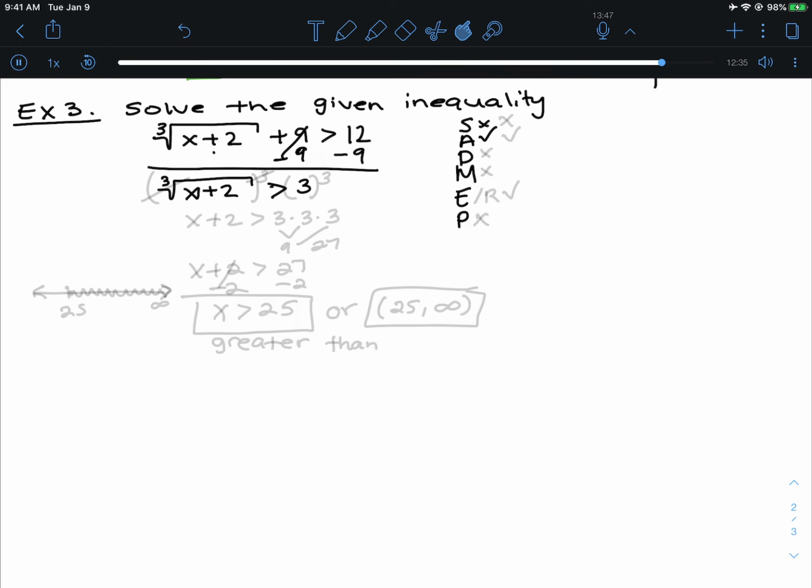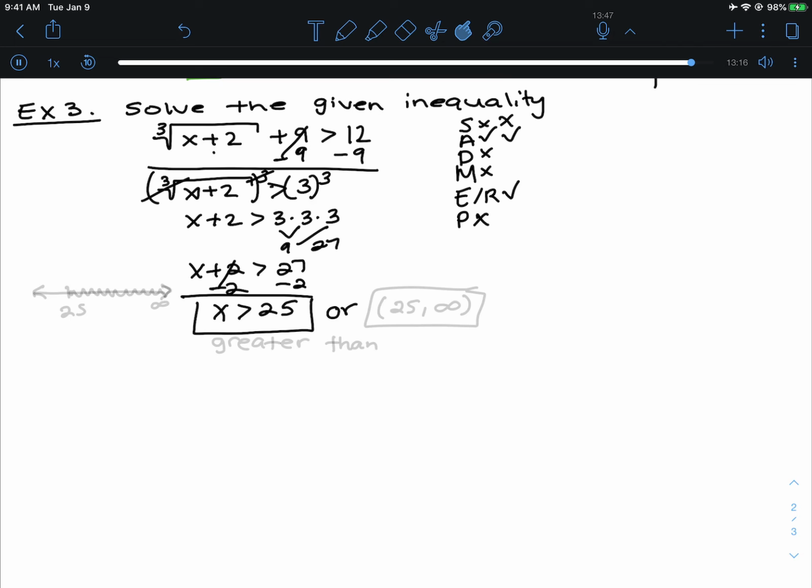Okay. Do I have division? No. Multiplication? No. Exponent or radicals? Yes. So I'm going to raise this to the power of 3. What I do to one side, I do to the other. x plus 2 is going to be greater than 3 times 3 times 3. Well, what's 3 times 3? 9. 9 times 3, 27. So x plus 2 is greater than 27. Parentheses, no. Subtraction, no. Addition, yes. Subtract the 2. So now we're going to have x values being greater than 25. So that's going to be my answer right there.